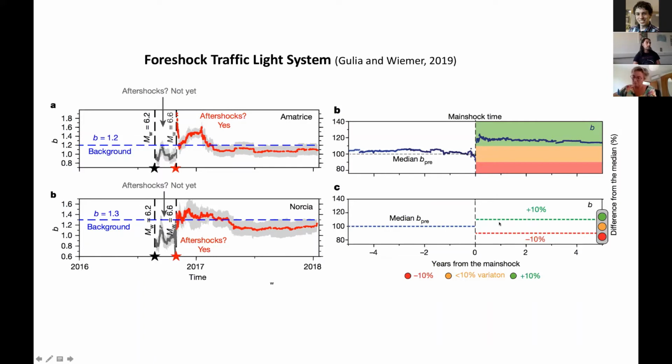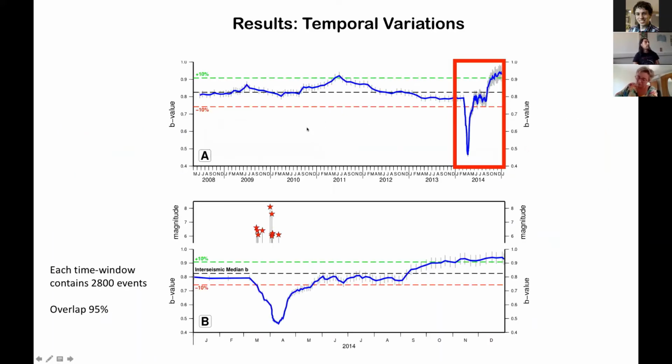So they proposed this traffic light system to differentiate between foreshocks and aftershocks, and it works pretty well with our data set. So we see here that, as I say, the median for the interseismic period is around 0.82. And we see that the b-value stays within this minus 10 plus 10% of the median during the whole of the interseismic period.